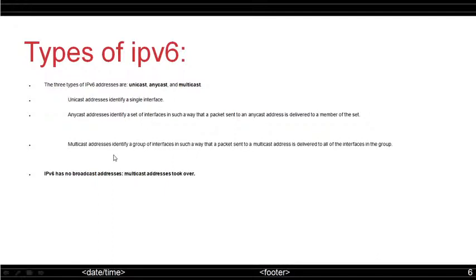Okay, so now multicast addresses. Before that, IPv6 has no broadcast addresses; multicast addresses cover that. Multicast addresses identify a group of interfaces in such a way that a packet sent to a multicast address is delivered to all of the interfaces in the group. So that is basically like broadcasting. If I want to get something from server 3, I will multicast it to server 1 and server 2 and everything. Okay, so this is the concept of IPv6.